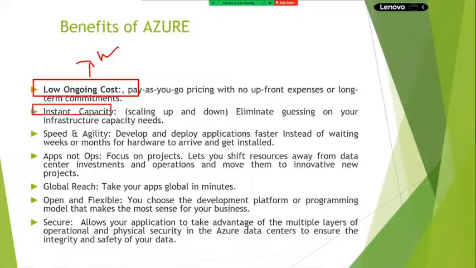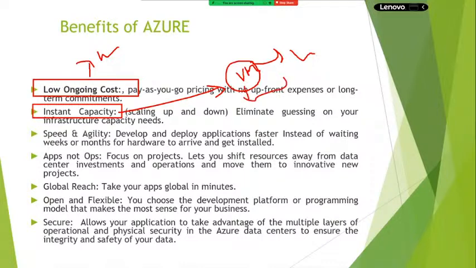Next, instant capacity. Instant capacity, in the sense, I would like to increase or downgrade the size of a VM or the configuration of the app services. Anytime, anywhere, if you have internet connectivity, you can downgrade or upgrade the configuration of your application. That is what instant capacity is, like an instant copy. Next, speed and agility.